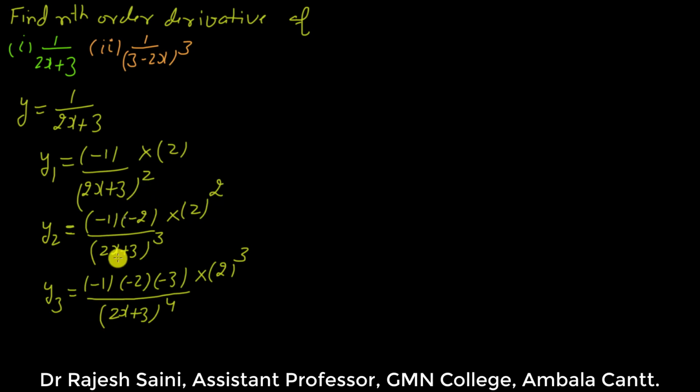So now let me try to establish the symmetry between these relationships. Can I write this relationship as minus 1 into minus 1? I am not going to write it as plus because I have to generalize up to the nth order. You must give attention to it that I am not writing it as plus 1, but I am writing it as minus 1 raised to the power 2. And we are left with 1 into 2, which you know is nothing but 2 factorial, into 2 square, divided by (2x plus 3) raised to the power 3.